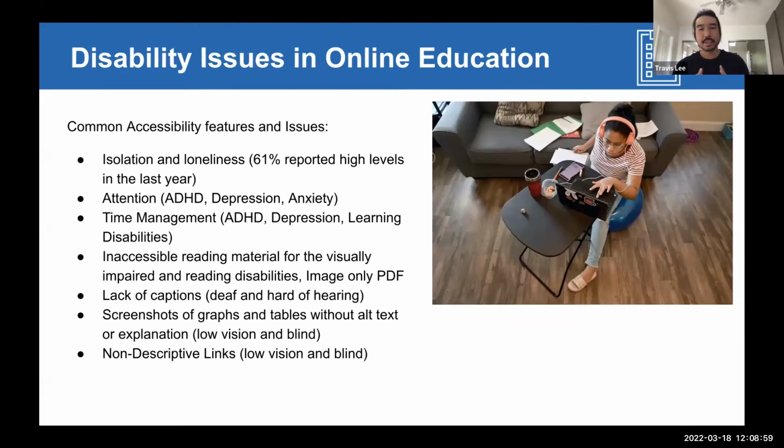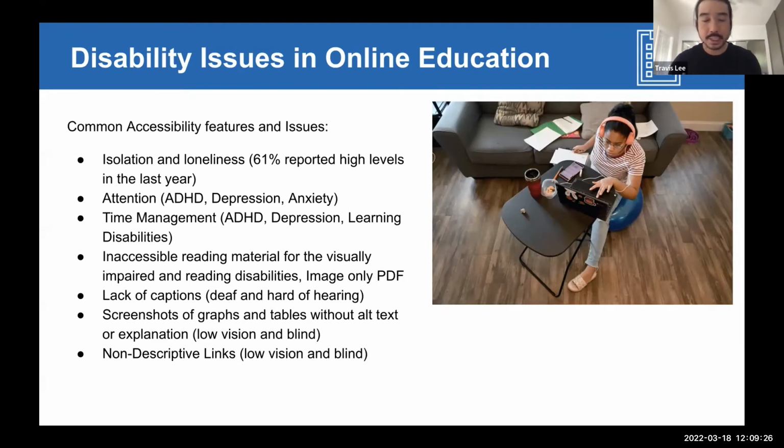I also want to touch on some things that are specific to online education. This one was written in 2020, when we were still in the pandemic, and these were some of the issues that students were facing during the pandemic as well. So, isolation and loneliness: 61% of our students were feeling isolated and lonely in online education. That is impactful for people with emotional or psychological disabilities.